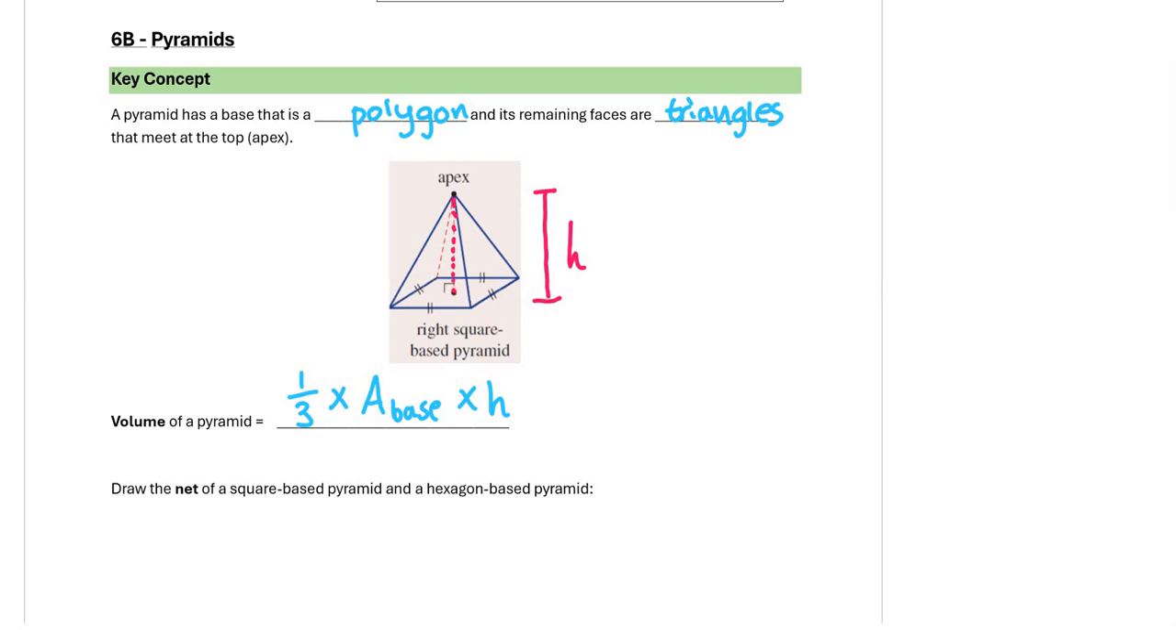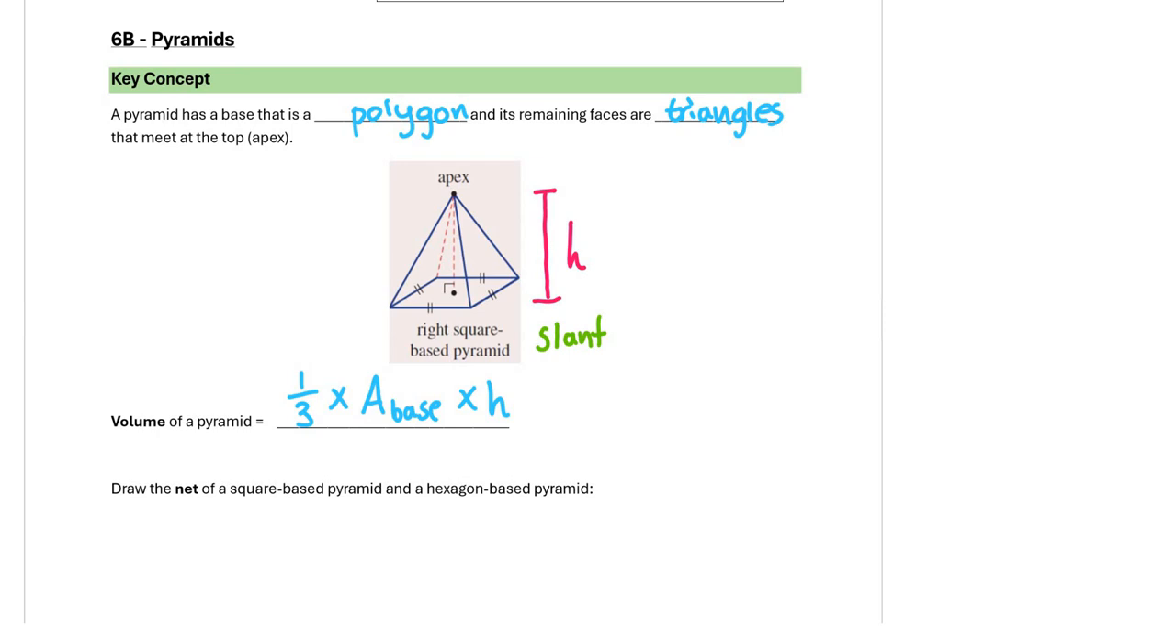And also we have a name for the length of these. They're called slants, which is different to height, because it's not a direct way to the bottom.